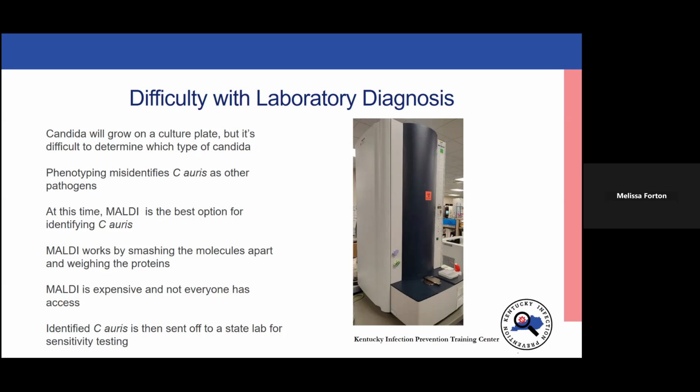I know that Dr. Alan Junkins has given presentations in the past about MALDI, specifically how it works. And so it will work by smashing up the molecules and then weighing the proteins. Now, any CRS that's identified is sent off to our state lab for testing. It's also a reportable disease, which I'll talk about in just a moment. The problem here is that MALDI is pretty expensive, and not every lab has access to MALDI.